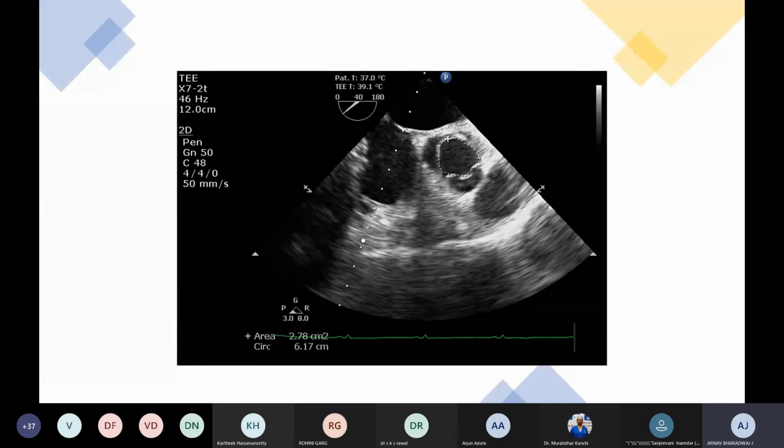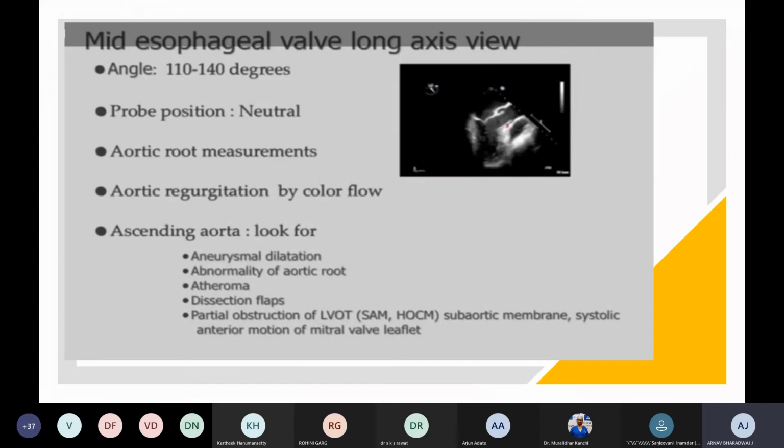And this is the measurement of the aortic valve area by planimetry. You select the cursor and trace the opening of the aortic valve in mid systole when it is maximally open. So the area is 7.28 centimeters square here, and circumference is 6.1 centimeters. This is the use of this view.